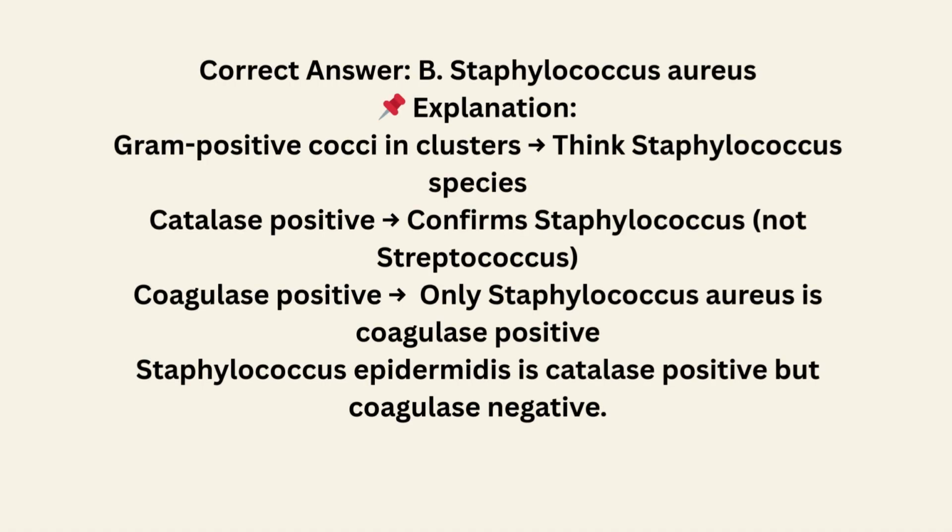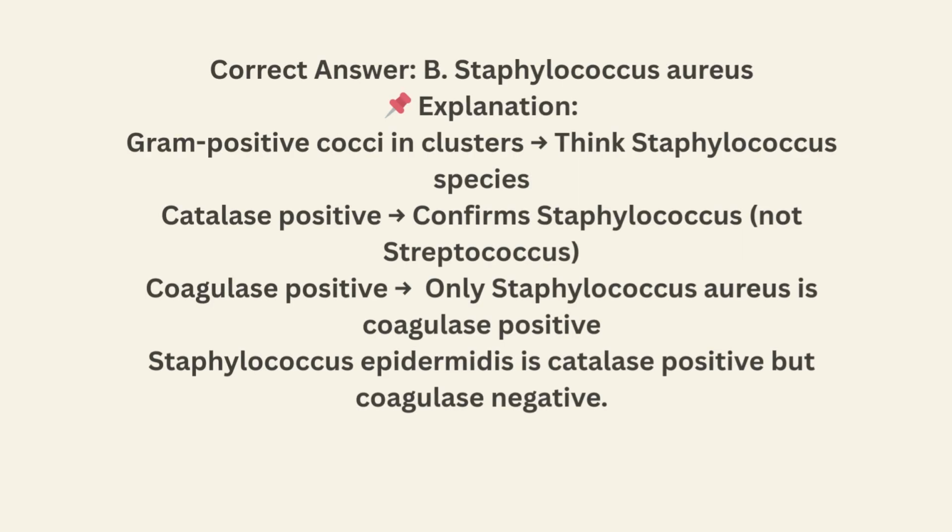Correct answer. B. Staphylococcus aureus. Explanation. Gram-positive cocci in clusters: think Staphylococcus species. Catalase positive confirms Staphylococcus, not Streptococcus. Coagulase positive: only Staphylococcus aureus is coagulase positive. Staphylococcus epidermidis is catalase positive but coagulase negative.